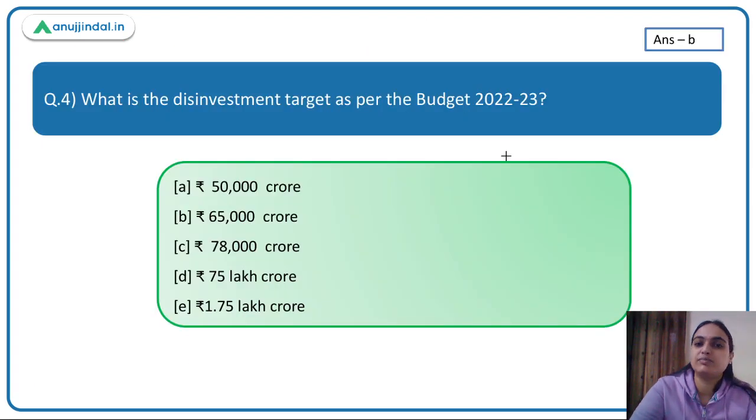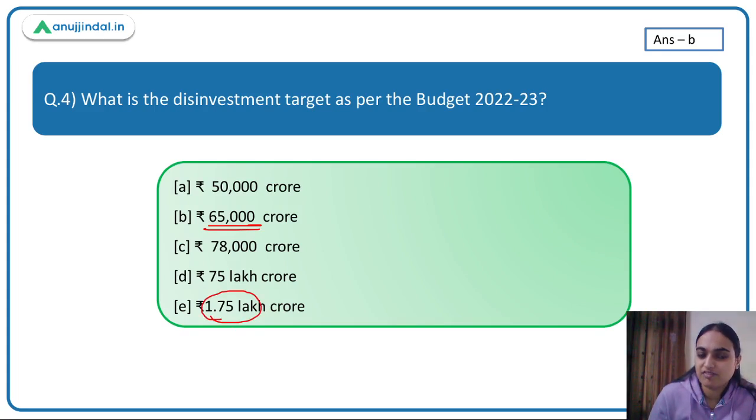What is the disinvestment target as per budget 2022-23? So the upcoming year's target is 65,000 crores. Last year's target was 1.75 lakh crores, which was revised to 78,000. Okay, so the answer is option B.